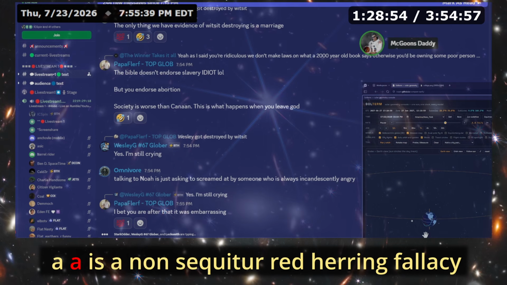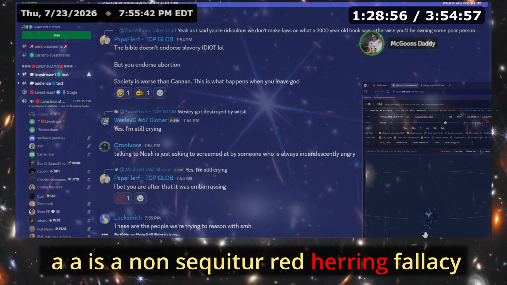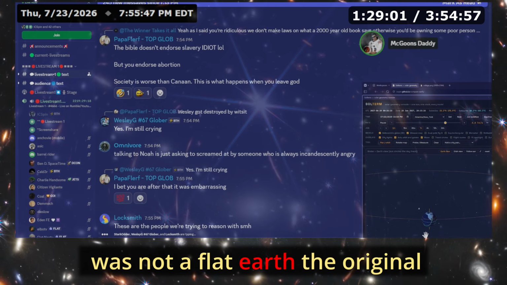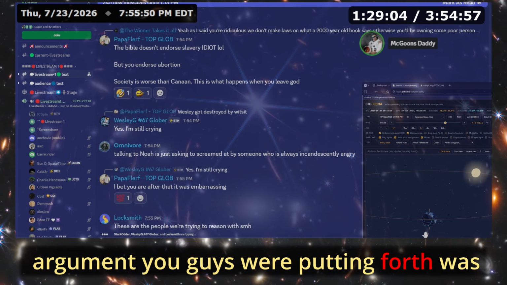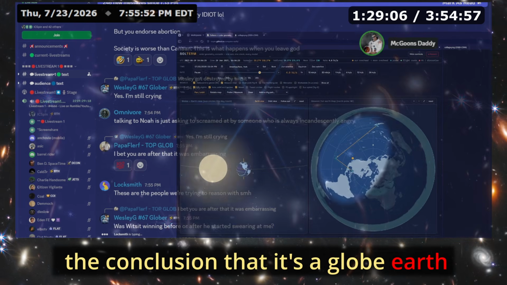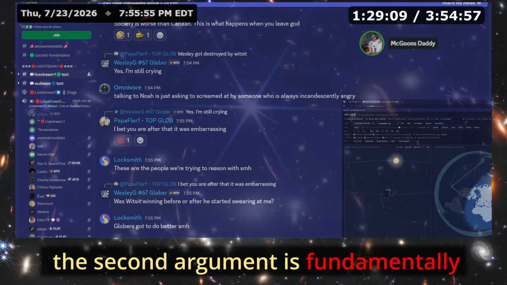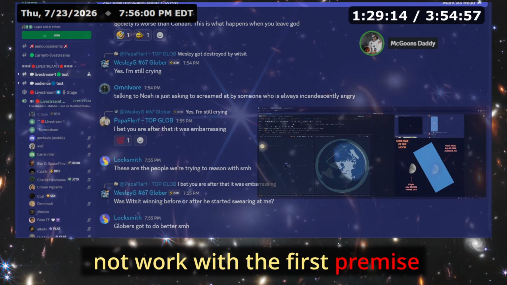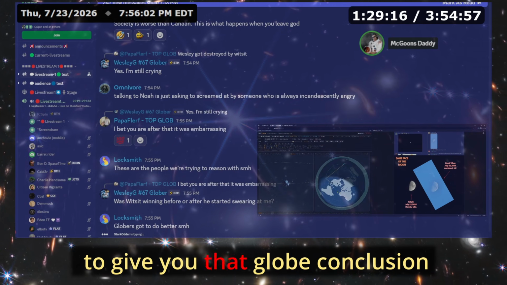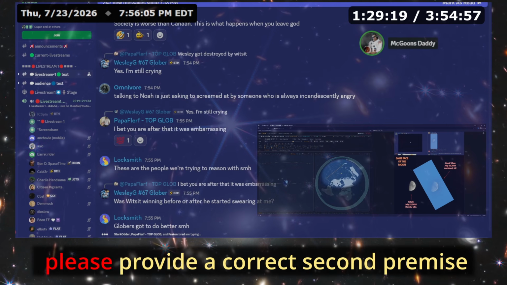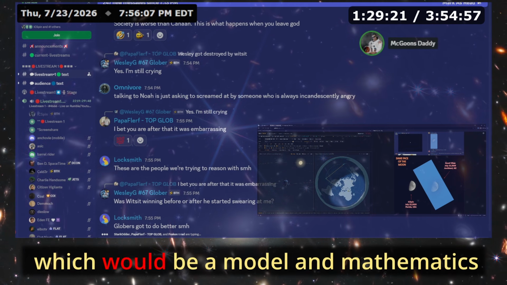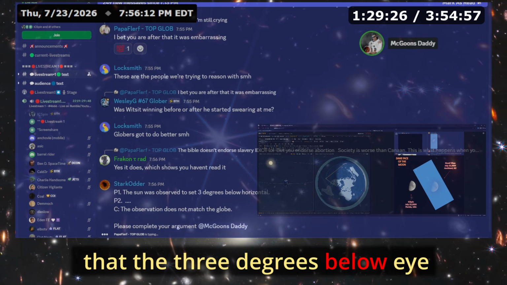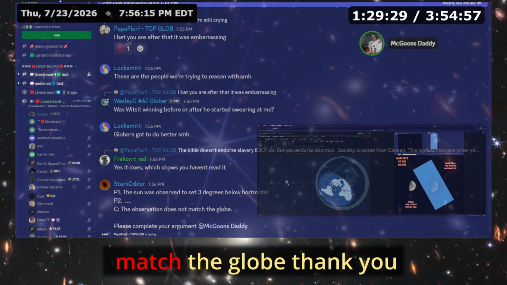Thank you. A is a non sequitur red herring fallacy because the original argument conclusion was not a flat Earth. The original argument you guys were putting forth was the conclusion that it's a globe Earth. The second argument is fundamentally flawed because the second premise does not work with the first premise in order to give you that globe conclusion. So please provide a correct second premise, which would be a model and mathematics proving that the 3 degrees below eye level would actually match the globe.